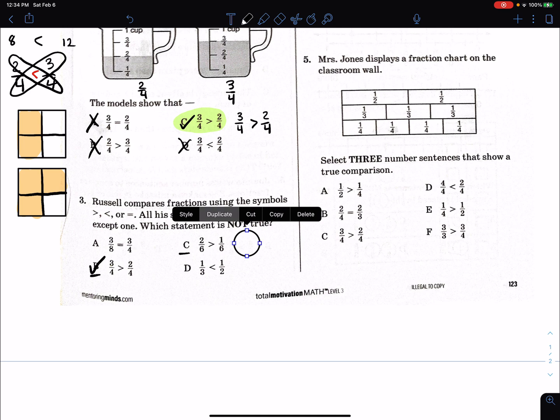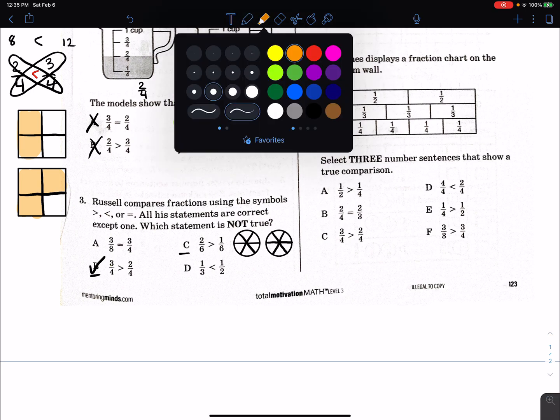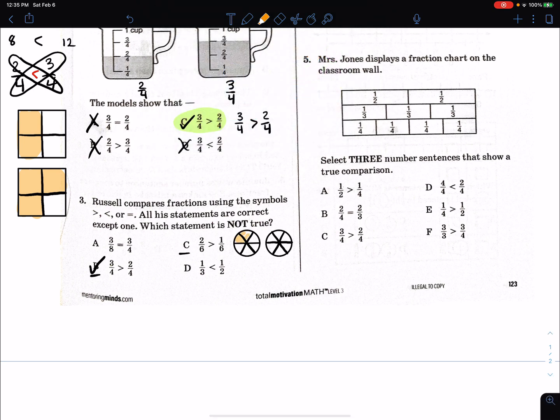And this one's going to be kind of small, just because I don't have a lot of room. But we could divide it up into 6. And we could shade. And let's do 2/6 and 1/6. So I see that 2/6 is actually greater than 1/6, so that one is correct.